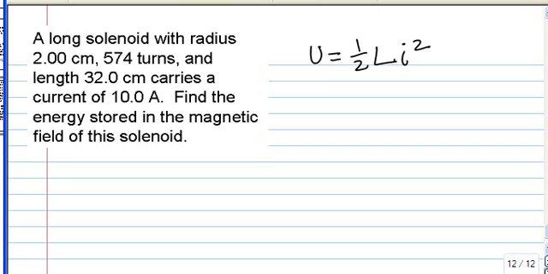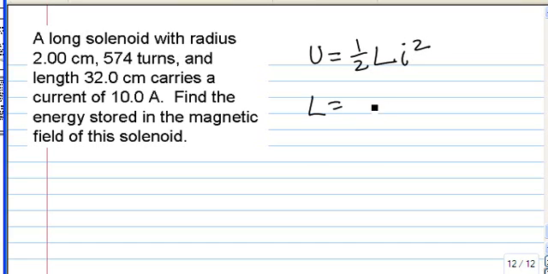We're going to follow a standard approximation with solenoids, namely that the magnetic field is uniform throughout the interior of the solenoid and it's zero outside the solenoid. This, of course, isn't quite true at the edges, but we're going to make the approximation in order to simplify the problem and come up with an estimate of the answer.